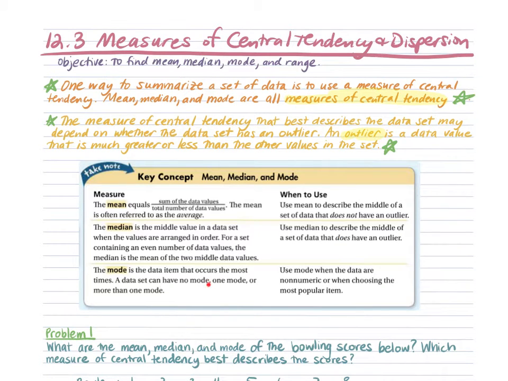And then the mode is a data item that occurs the most times. A data set can have no mode, one mode, or more than one mode. You use the mode when the data are non-numeric or when you're choosing the most popular item. So it depends on the context of what you're doing.